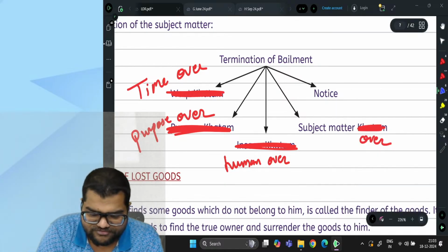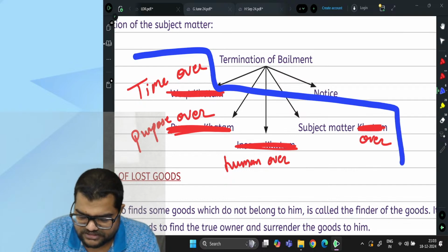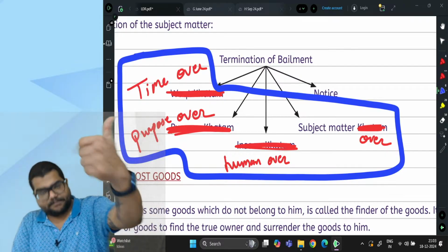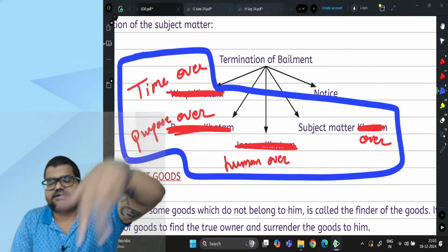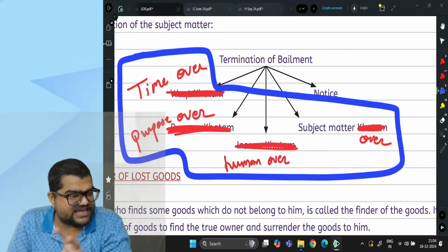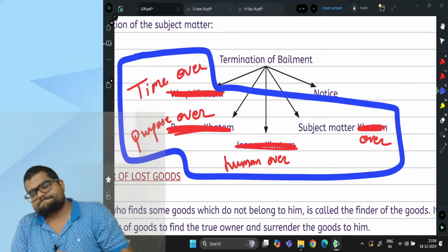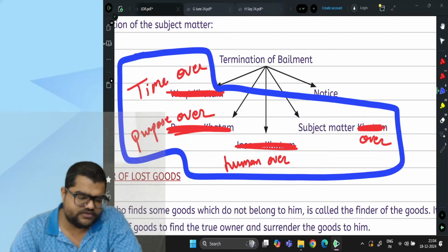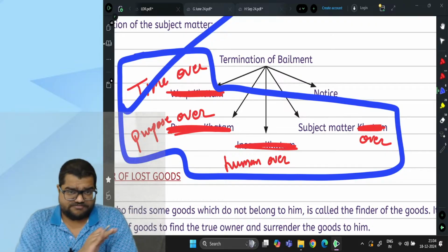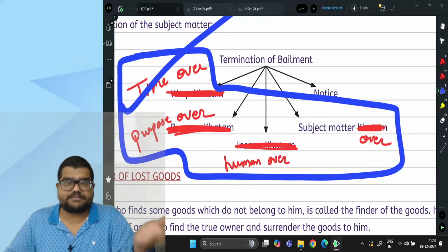4 points out of 5. You can remember it the way I'm trying to teach you. Sir, time over, purpose over, human over, subject matter over. These 4 points can be remembered very easily. I think this is very obvious. That's why I gave you the car for 5 days. 5 days are over. Obviously, the bailment is over.